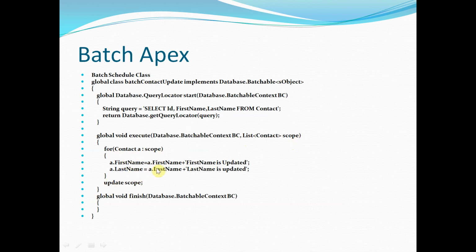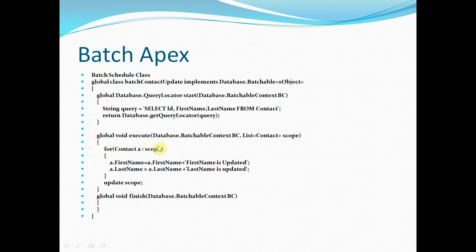Suppose there are more than 200 records, the first batch will take the first 200 records, and you can do any processing on top of it. So contact.scope, for example, is typecast as the list of contacts, so you can do any DML that you want, any changes that you want. So this is going to work on 200 records.